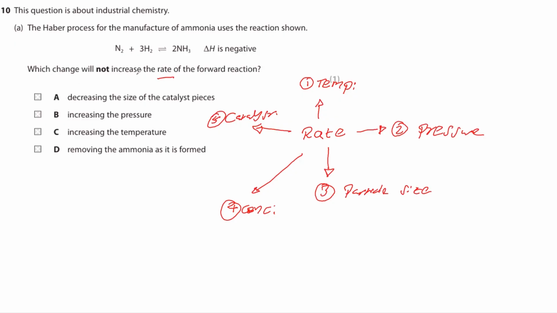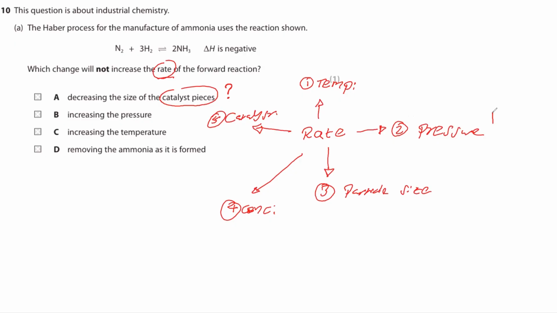Which change will not increase the rate of the reaction? Okay, let's see. Decreasing the size of the catalyst pieces. Okay, that's a question mark. Obviously, we know the presence of a catalyst increases the rate of the reaction. But with decreasing the size of the catalyst we have doubt. We know that with more surface area the catalytic activity will be higher, but it's a question mark because we haven't discussed that part in our syllabus. So we'll leave it as a question mark. We don't know for sure, but it makes sense. Increase the pressure. Obviously, it's a gaseous reaction.